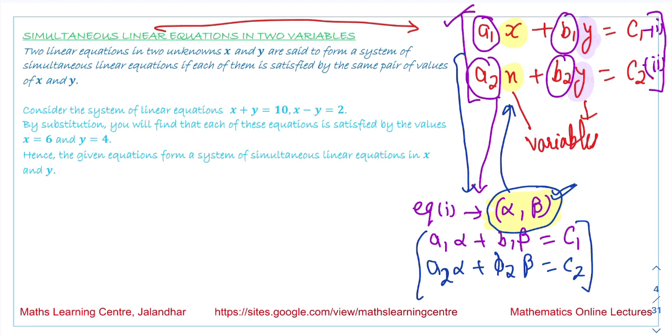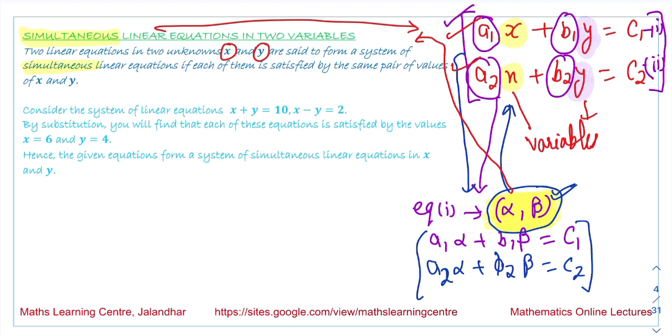So it is given that two linear equations, this word simultaneous is there. Simultaneous means that whatever value of alpha and beta we have, it is satisfied simultaneously for both these equations. Two linear equations in two unknowns x and y are said to form a system of simultaneous linear equations if each of them is satisfied by the same pair of values of x and y. We are saying this alpha and beta are the solution for both these equations. Then these equations are called the simultaneous linear equations.